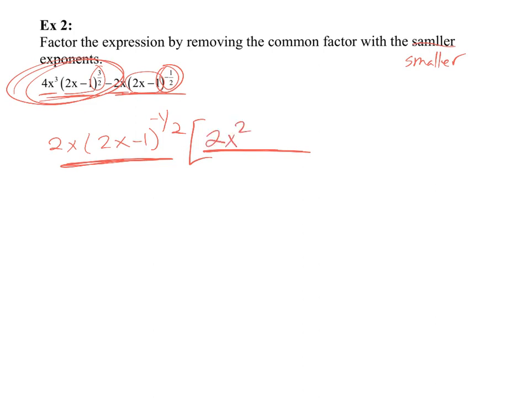That would be 2x squared times 2x minus 1 to the what power, though? This is the part that students have the most trouble with. Negative a half plus what is going to give me 3 halves? Well, that's simply 4 halves.